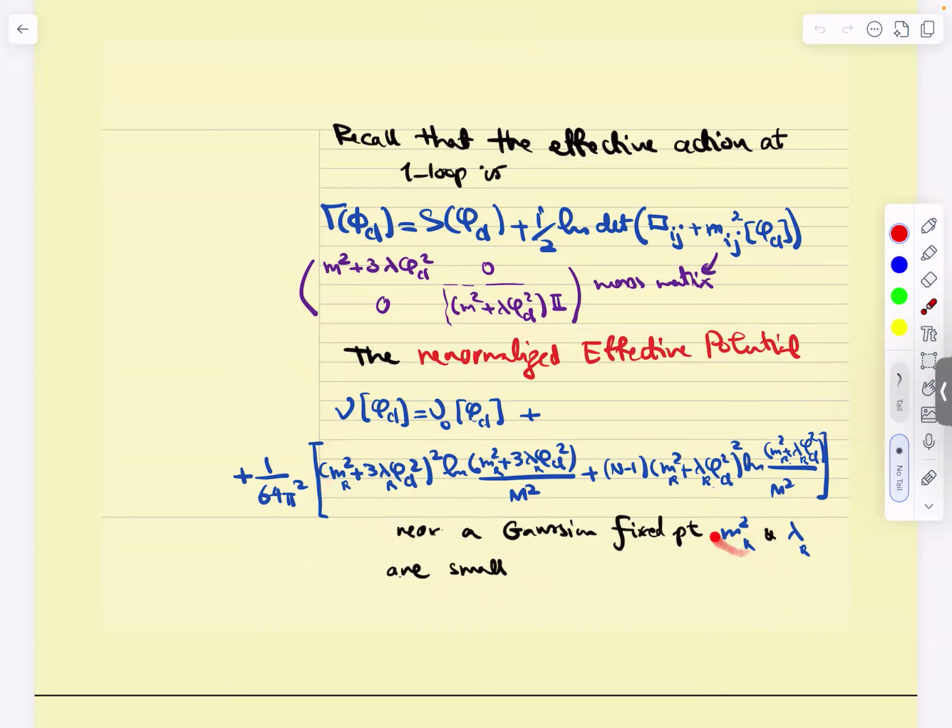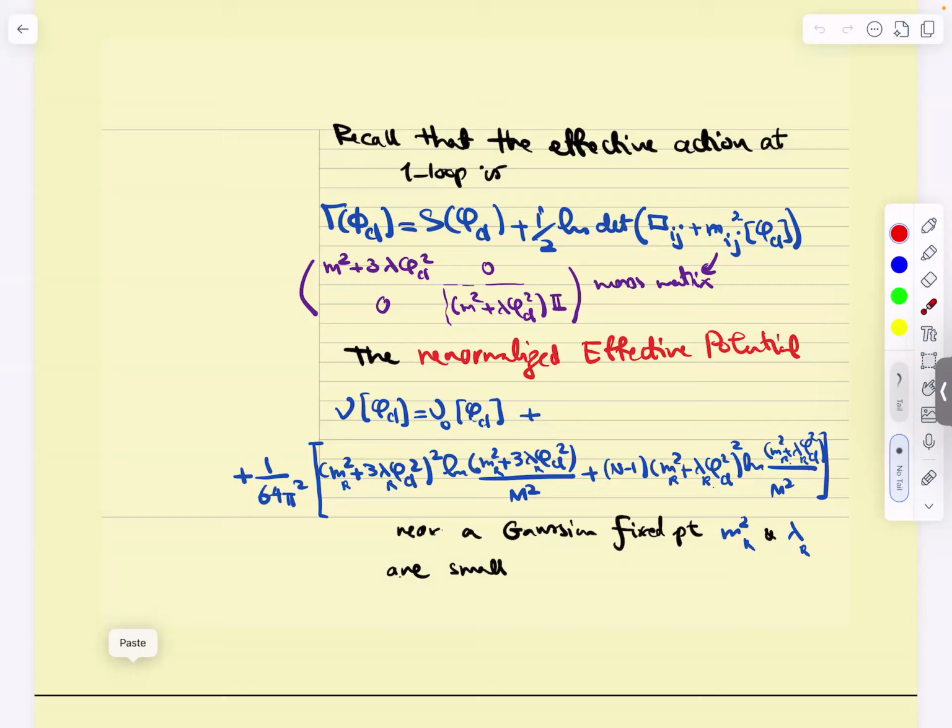Near the Gaussian fixed point, m squared and lambda are small, right? Yeah. Sorry, just when you say the effective action at one loop is that, I remember that in the homework we have to calculate these kinds of things. And it says if you integrate out the Fermi field, then you have only one loop. But then it says find the correction to higher loops.